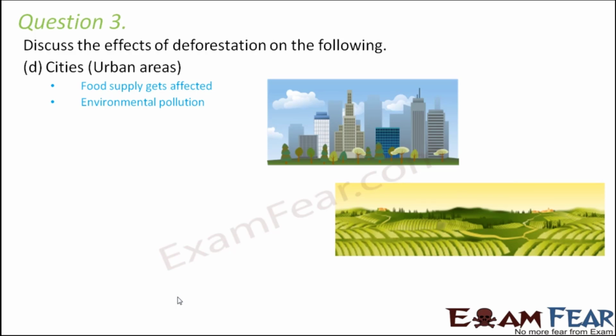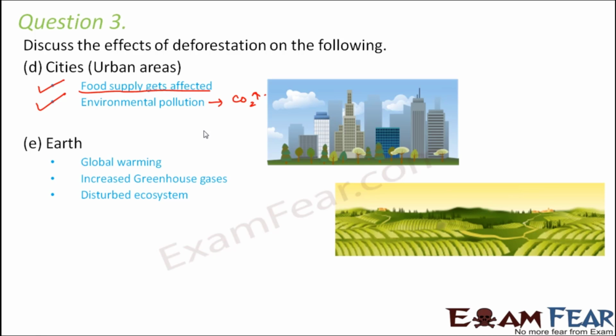Its effects on cities. Now, since in villages agriculture will get adversely affected, therefore there will be no proper food supply to the cities. So the food supply will get affected, because at the end of the day grains, vegetables, everything come from agriculture. It will also cause environmental pollution due to increased level of carbon dioxide.